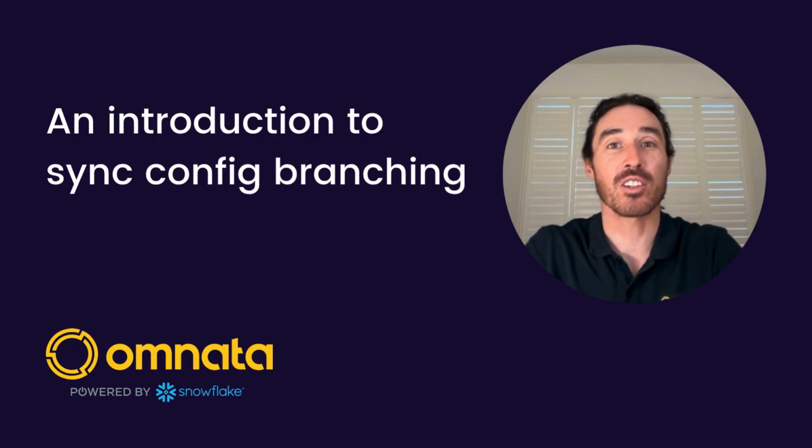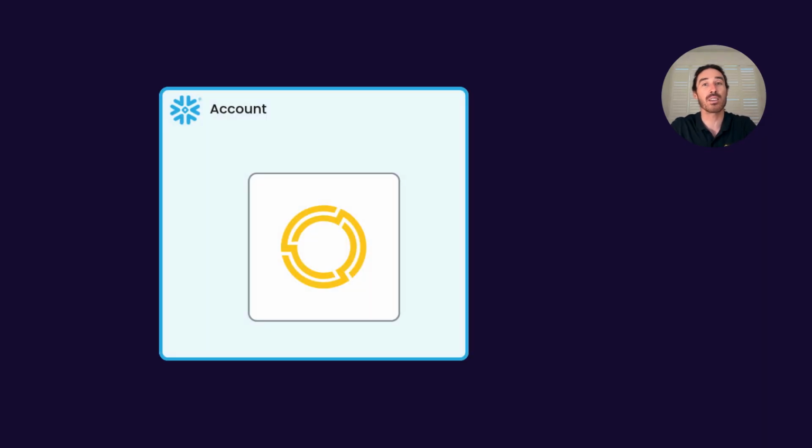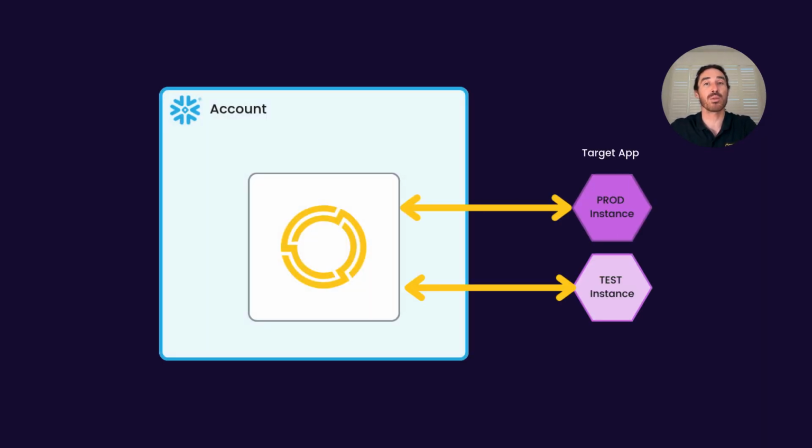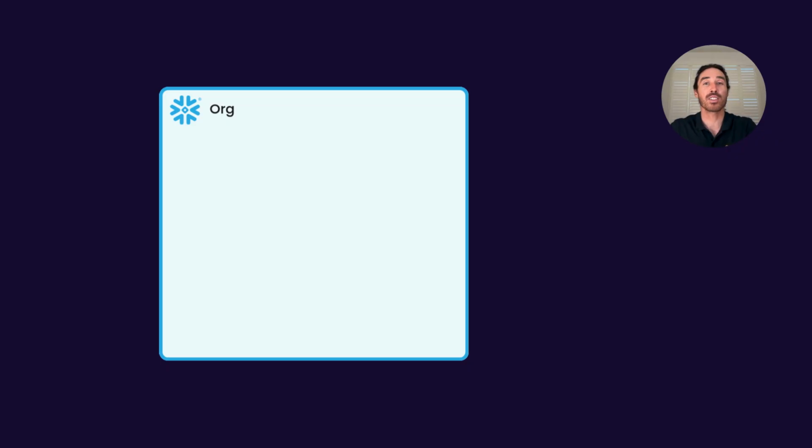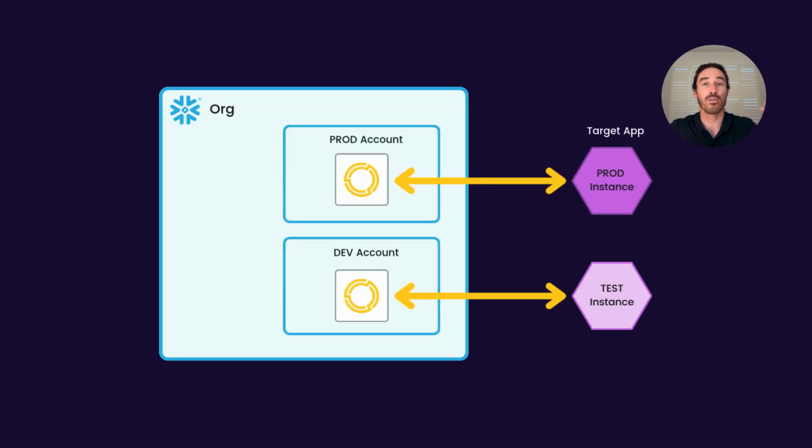Omnata's branching features are designed to be flexible, so they suit multiple deployments, whether that's a single Snowflake account with multiple target environments, a single Snowflake account with just one production environment, or if you have test and prod segregated over both your Snowflake accounts and your target environments. Omnata can work in all of these situations.